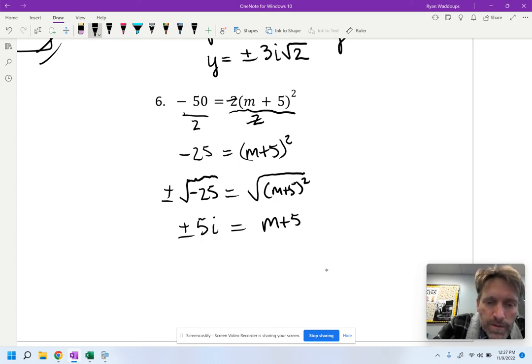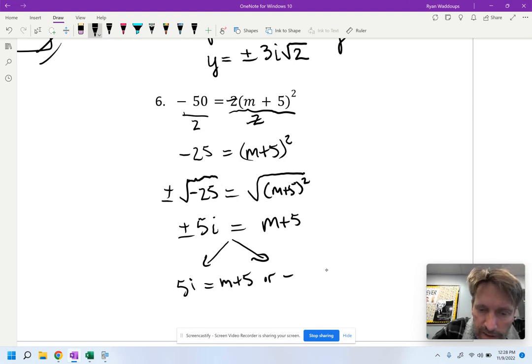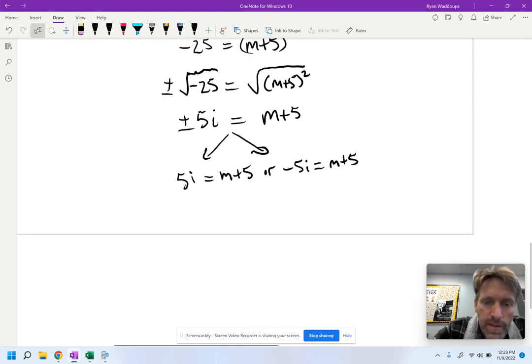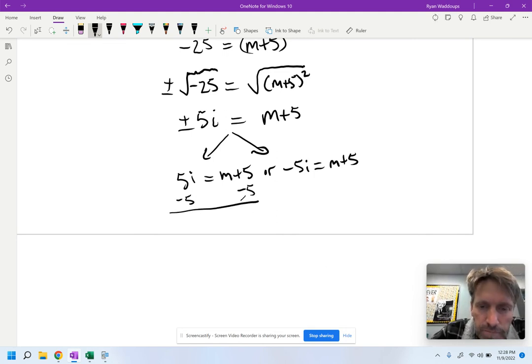And then we get two equations from this. We get 5i, the positive, is equal to m plus 5, or negative 5i is equal to m plus 5. And then I subtract 5 from both sides. And 5i is an imaginary number. Minus 5 is not. And so you can't combine those.